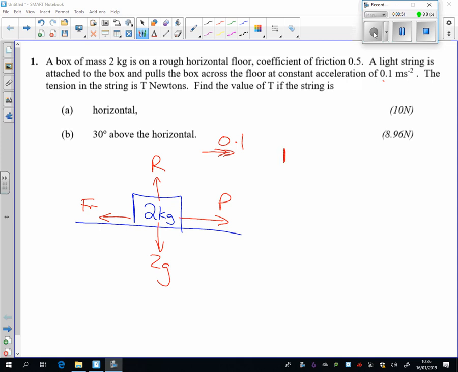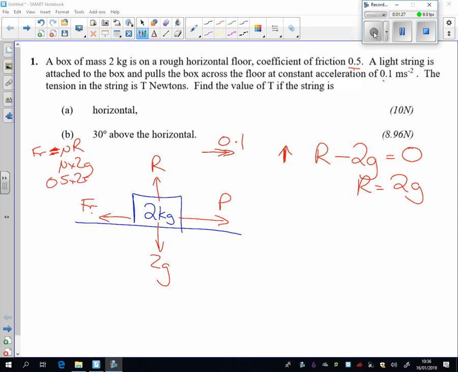First of all, I'm going to go in the vertical direction, and you've got R pulling up and 2G going down, and that equals 0 there. So for the first thing, our normal reaction force is 2G. That means that this frictional force here is mu times 2G, because friction is less than or equal to mu times R, but as it's actually moving, it's going to be equal to mu times R, and we're told that the coefficient of friction is 0.5. So I've got 0.5 times 2G, so actually here I've got a frictional force of G going in that direction.